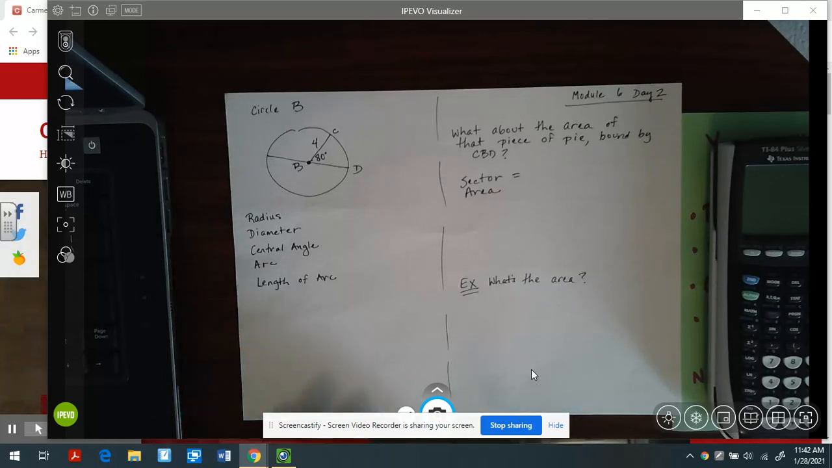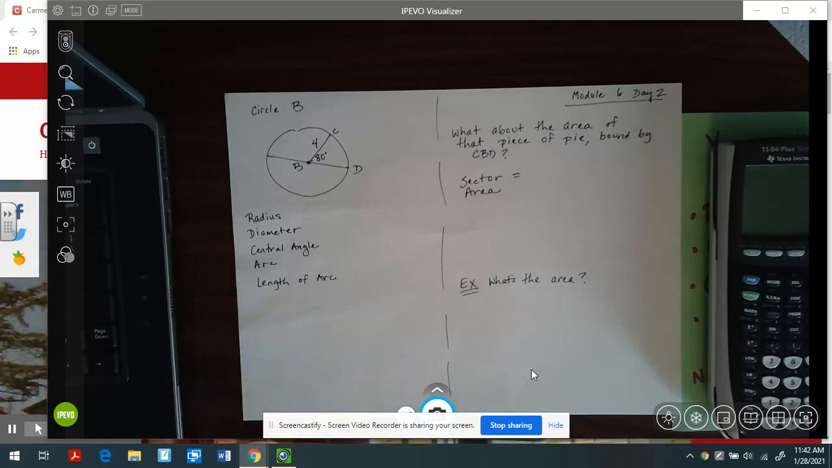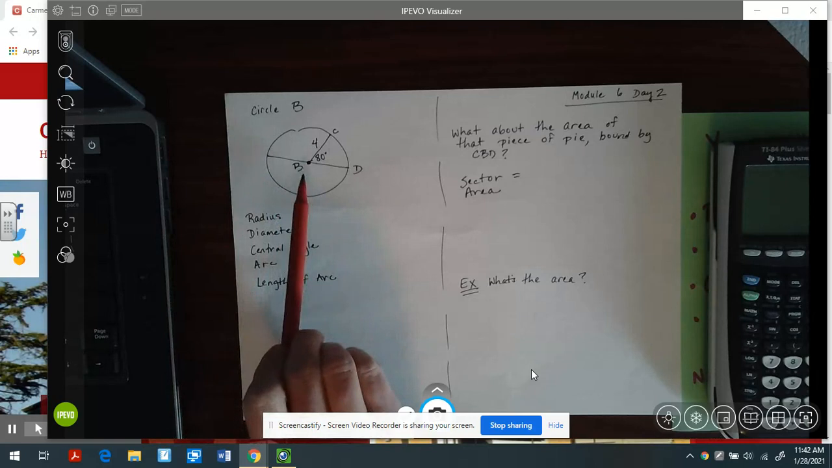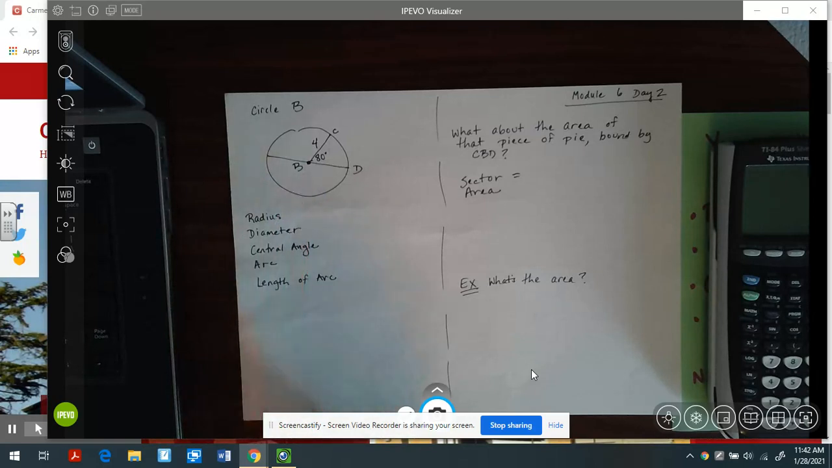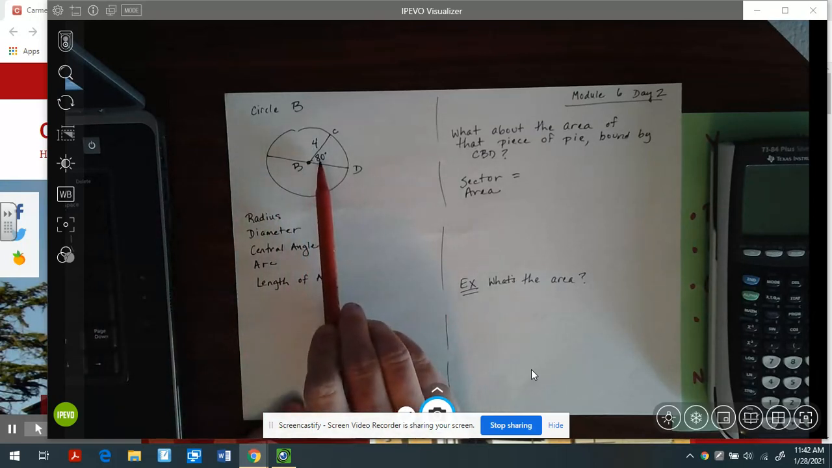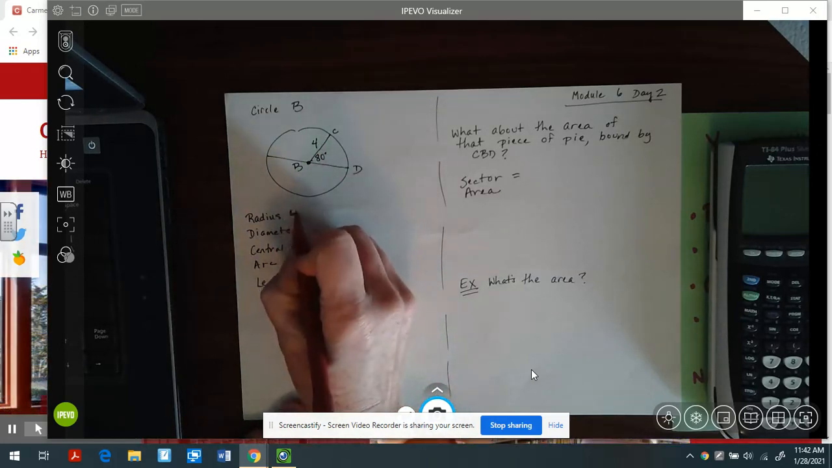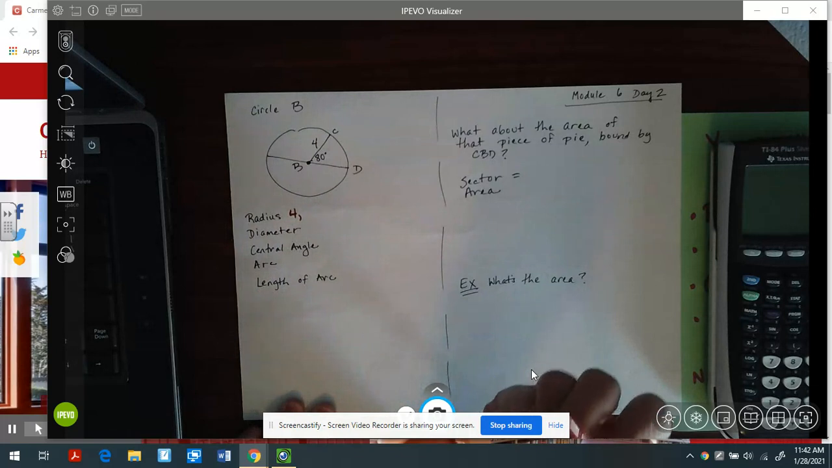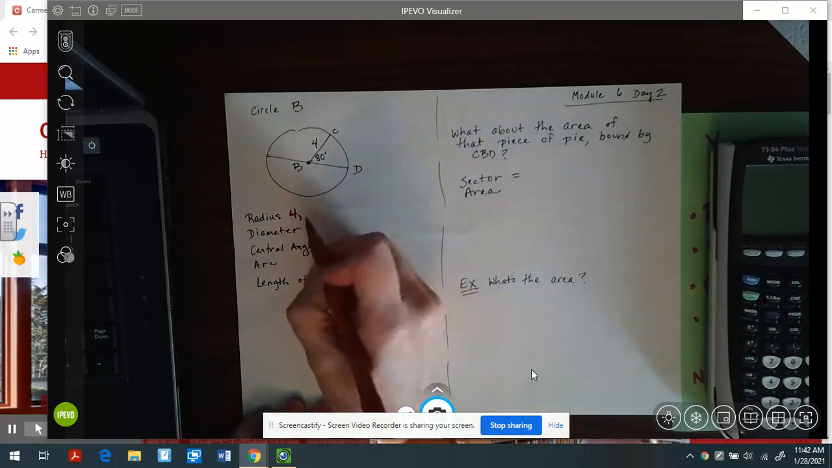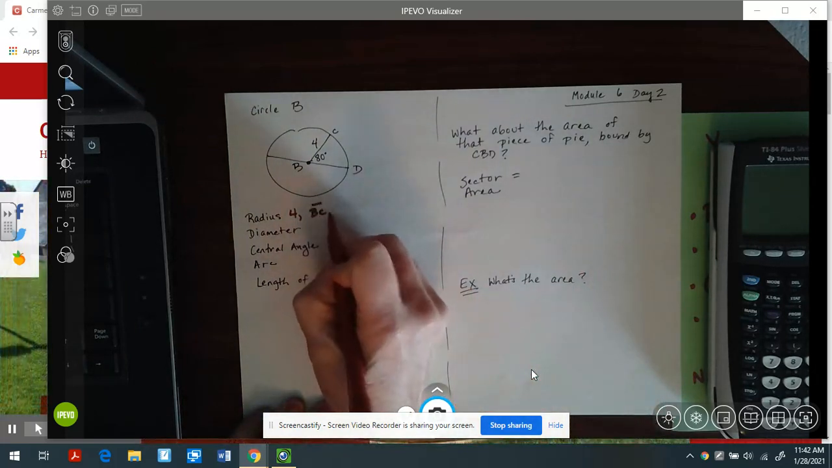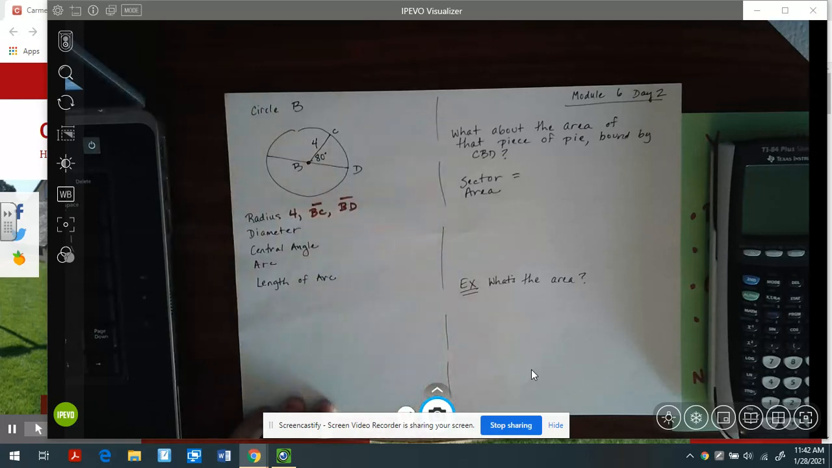Last time we were together, we learned about the arc length. So let's review a few things on the left-hand side here. This is circle B, which tells us B is the center point. This 4 is the distance of the radius. And if you were to identify radii by letters, BC and BD are both radii because they start at the center and go to the edge.